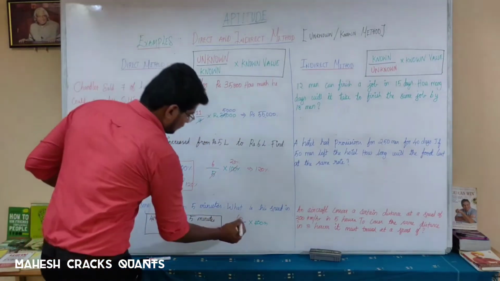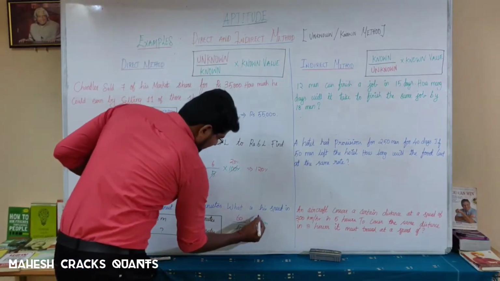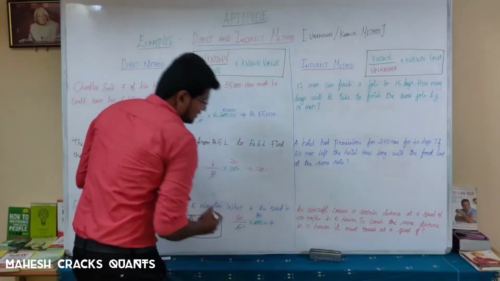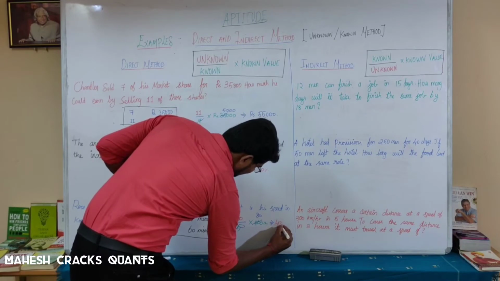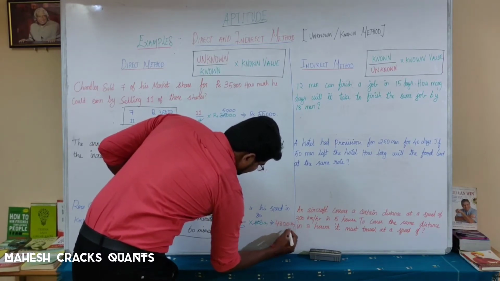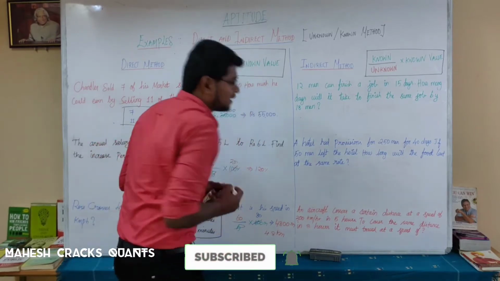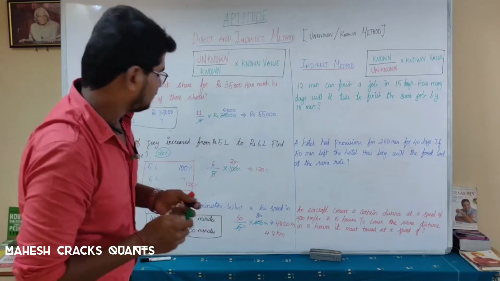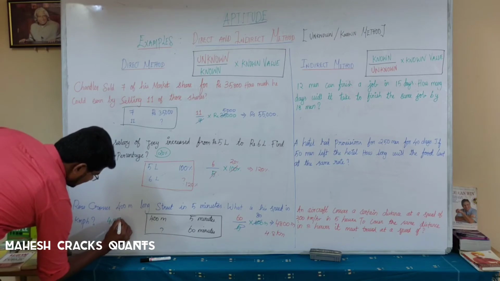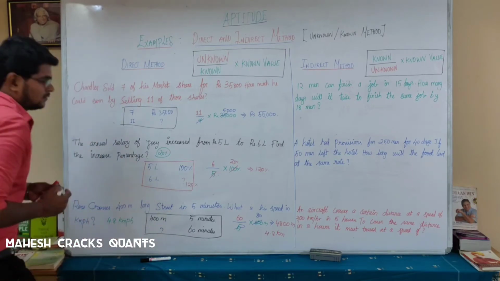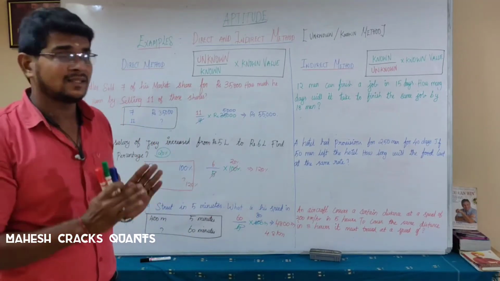So by cancelling this 5 with 400, how many times is 5 in 40? 8 times. So 80. What is 80 into 60? 8 times 6 is 48. So 4800 meters, which is nothing but 4.8 kilometers. So he could cover 4.8 kilometers in 1 hour, which means the answer is 4.8 kilometers per hour. Are you clear?